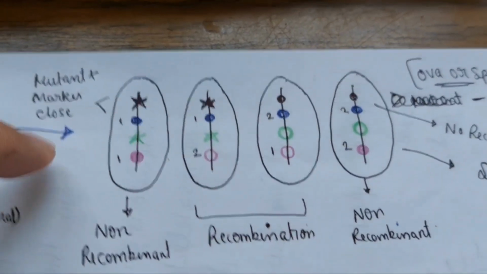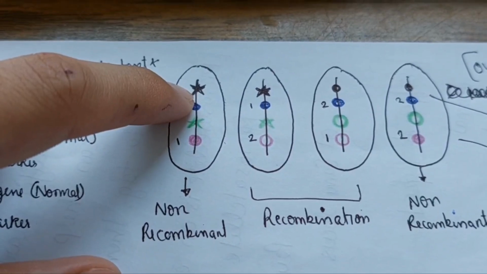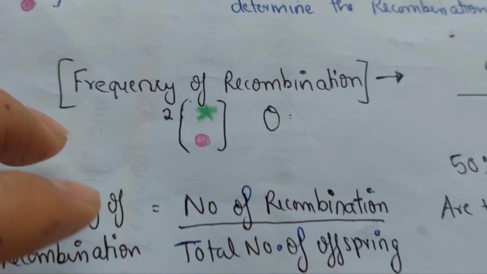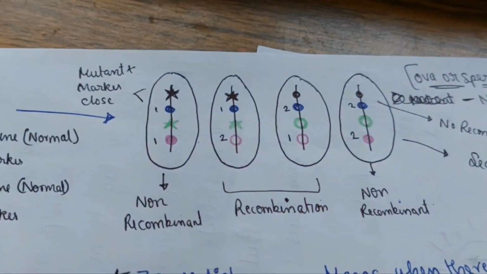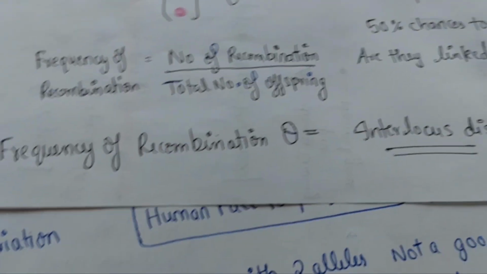And if you would like to calculate the frequency of recombination of disease 1 causing gene and the genetic marker 1, we will see how many number of recombinations divided by total number of offspring. So here the number of recombinations was 0 and the number of offsprings were 4. So 0 by 4 is 0. That means that the frequency of recombination is very, very low.